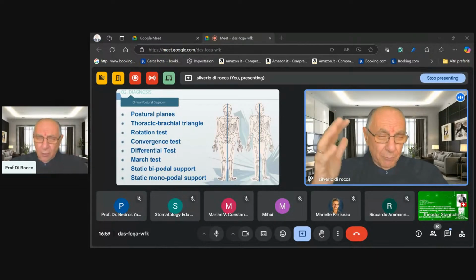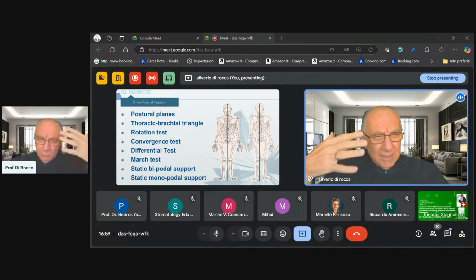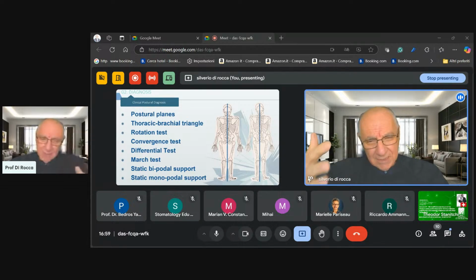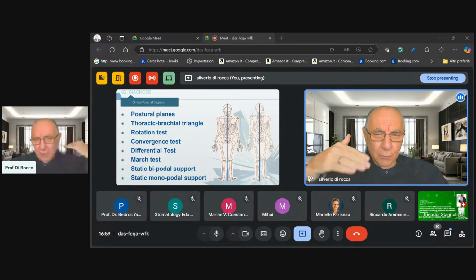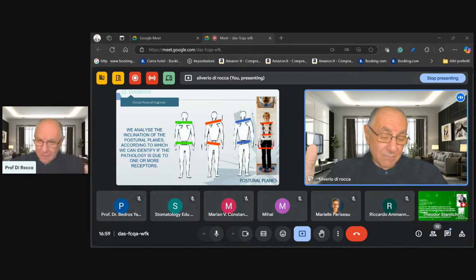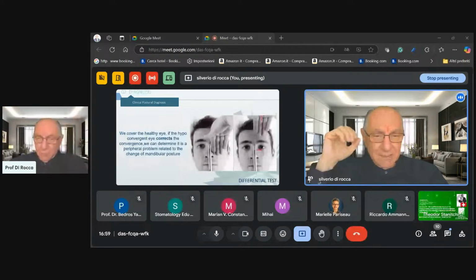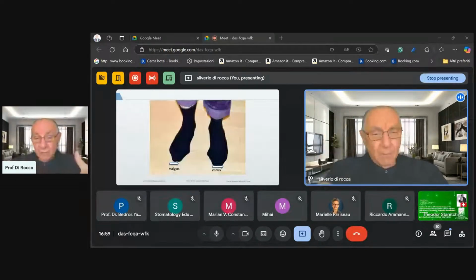We study the whole posture and the oculomotor system, the foot support, the muscle chain, etc., etc., etc. The body, if the neck is functional, if we have a good function in the eyes, if we study the foot support, the foot support measured with posturometry and stabilometry, we can measure the clinical.